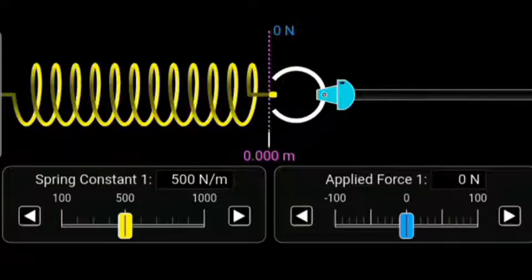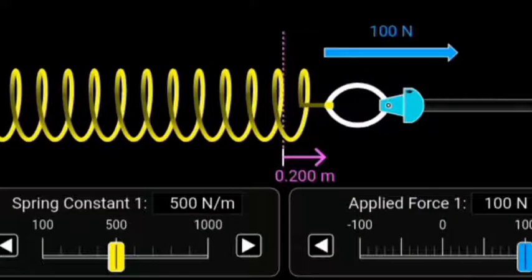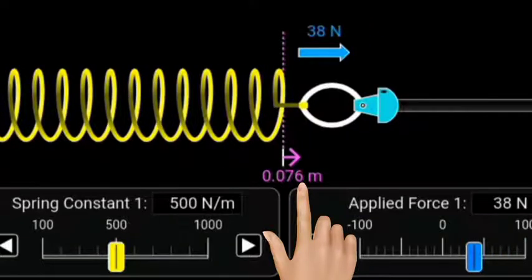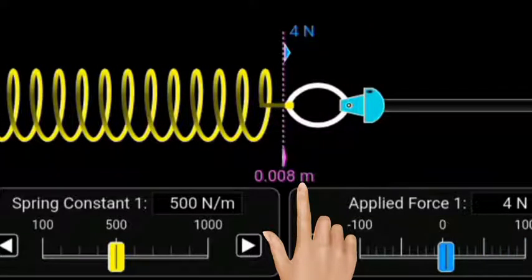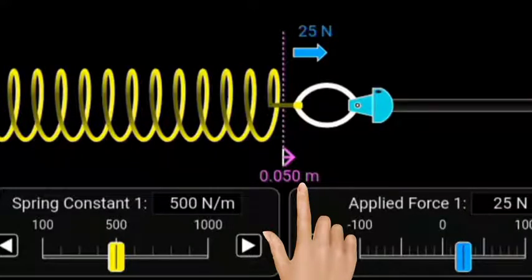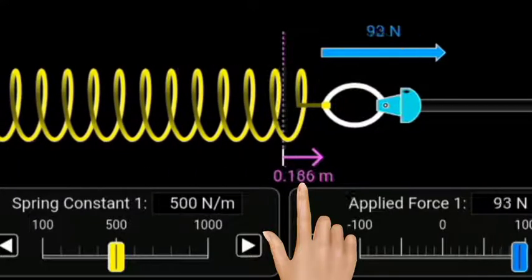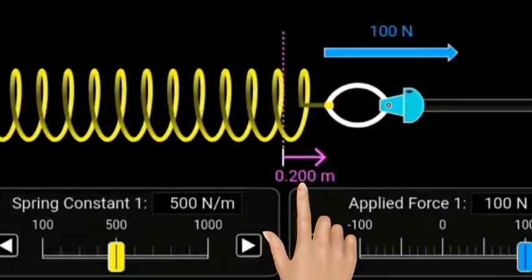You see? Now, when I apply the force of 100 Newton, what happened to the purple color value? It has given you 0.2, right? Good. Let me start by saying when it is at 25, you have 0.050 meter. When I increase it to 53, you have 0.106. And when I increase it to 100, you have 0.200 meter.